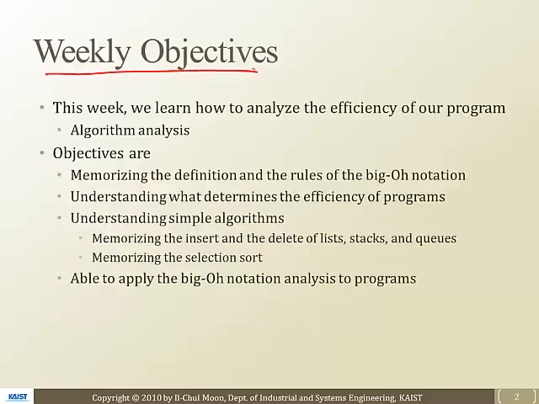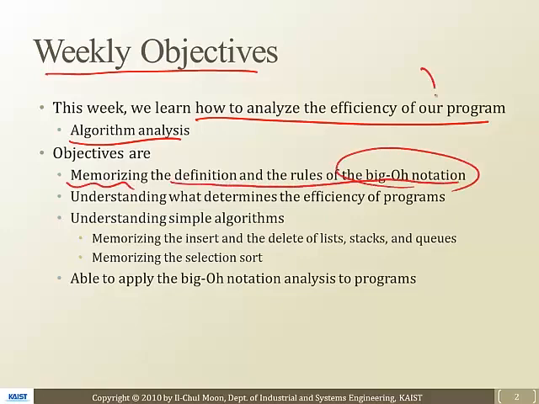And our weekly objectives are these. We are going to learn how to analyze the efficiency of our program. It's going to be called algorithm analysis. The objectives are memorizing: you have to memorize some definitions and rules of the big O notation, and big O notation is at the heart of the algorithm analysis. Okay, and you have to understand what determines the efficiency of the programs, and you have to understand really simple algorithms, right? And here you are going to learn your first sorting algorithm, and it's named selection sort.